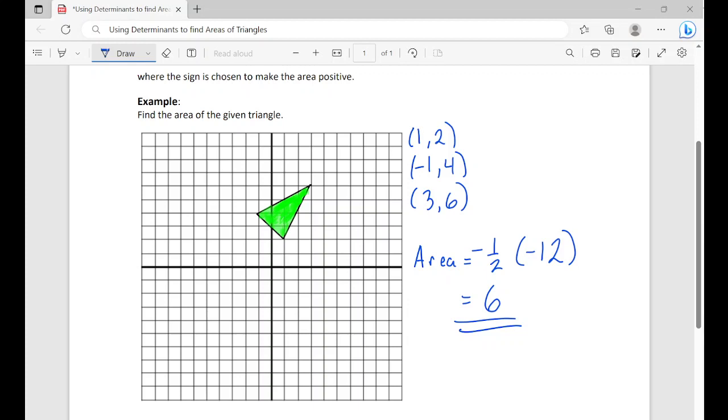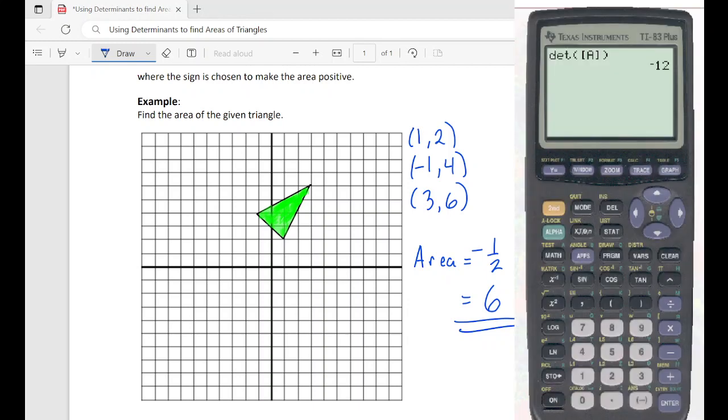Now, this is the order I had the vertices. What if I didn't put them in that order? What if I switched these two by chance? Well, let's see what happens. I'm going to go back to my calculator and second matrix. And let's just switch the first two. So instead of 1, 2, I have -1 and 4. And then for the next one I have 1 and 2. So I just switched those.